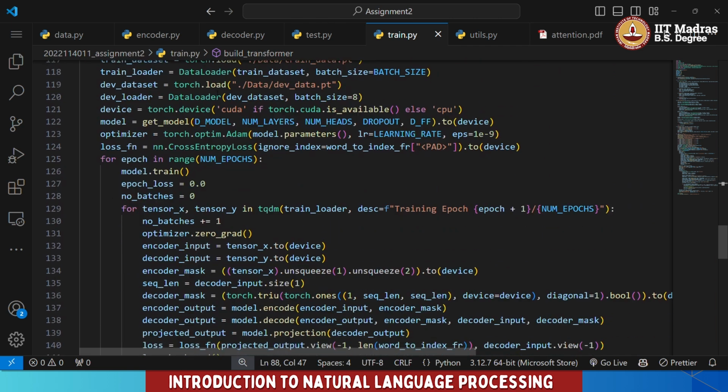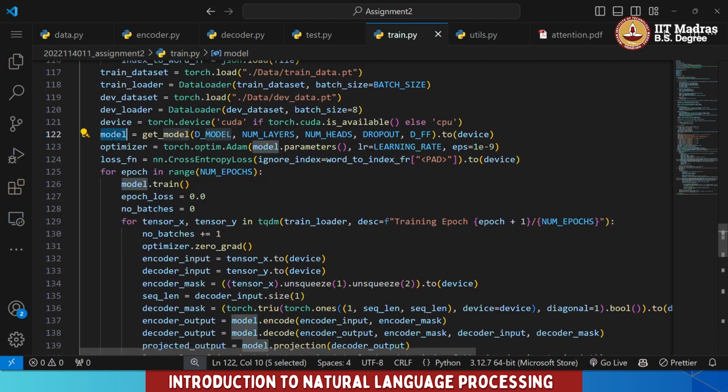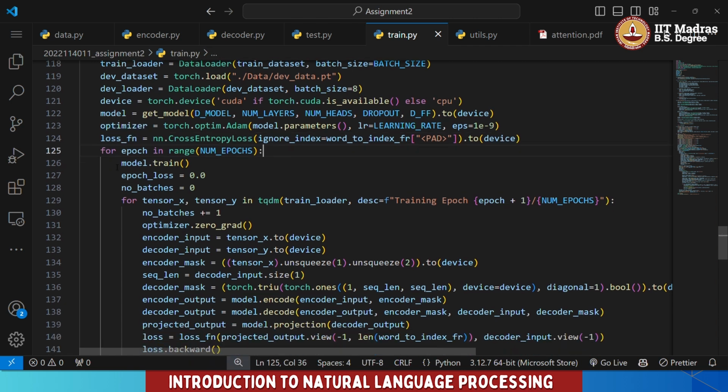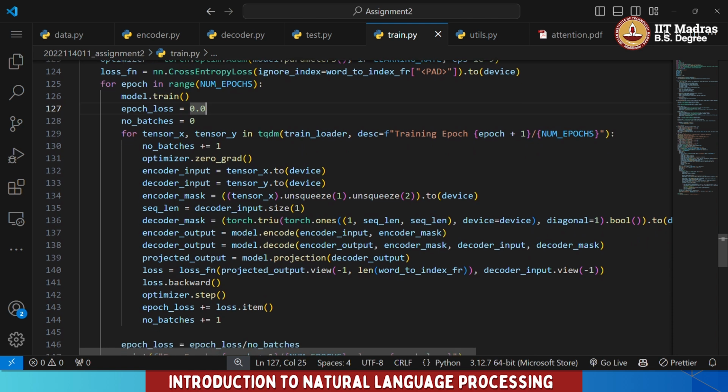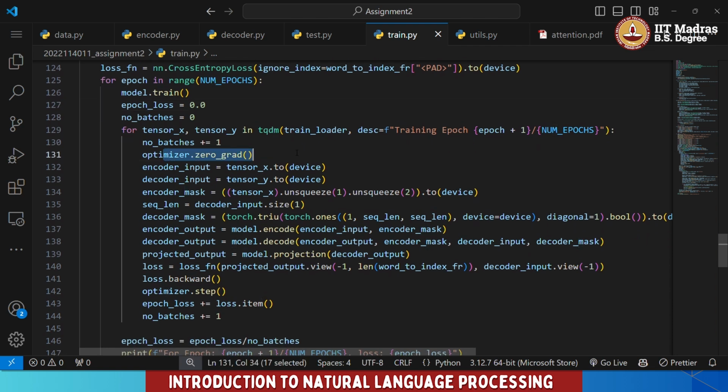Coming to the model, we get the model, we set our optimizer, we set our loss function, and then we start the loop for epoch in the range of epochs. We set the model to the train mode, and then the basic flow: optimizer.zero_grad, loss.backward, optimizer.step.